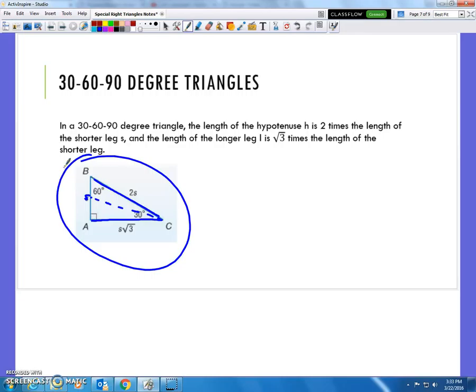I think the 45, 45, 90-degree triangle, the isosceles triangle, those rules aren't as hard to remember because there's only one root that you have to remember, root 2. And with these, you've got to remember it's root 3. And there's two relationships to remember. The short side times 2 is the hypotenuse. The short side times root 3 is the long leg.